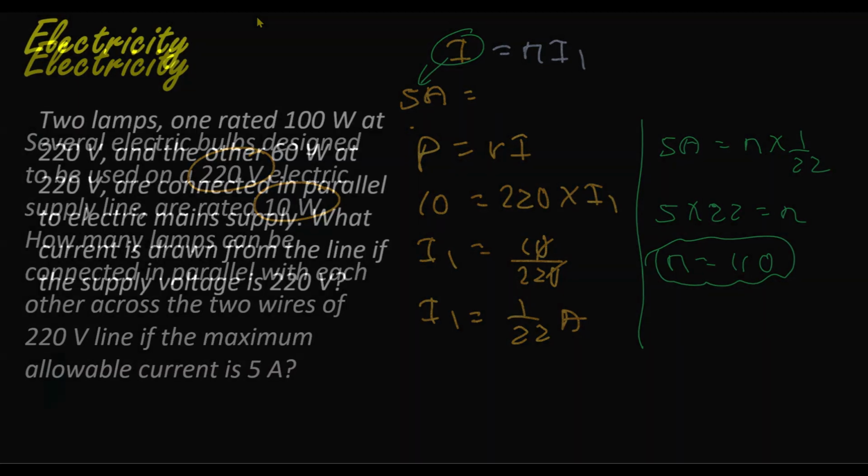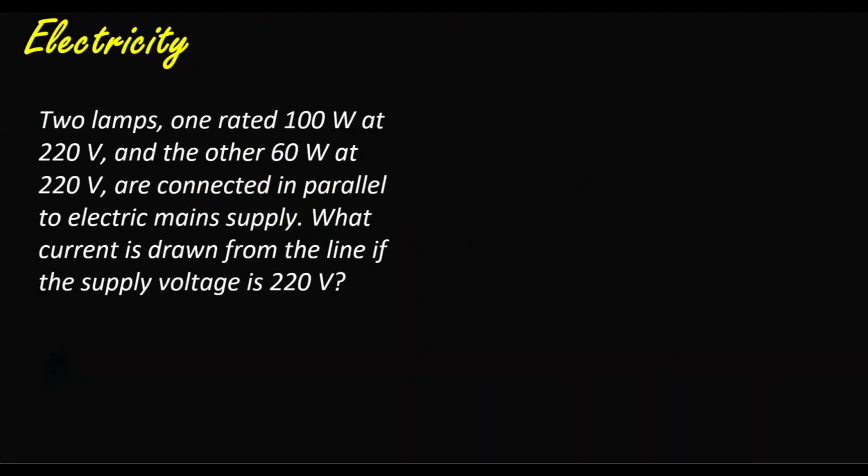Now let's move to the next question. In this question also, similar to the previous, two lamps, one rated 100 watt 220 volt and the other 60 watt 220 volt, are connected in parallel to the electric main supply. And the question is what current is drawn from the line if the supply voltage is the same, that is 220 volt. That means it is the same source.